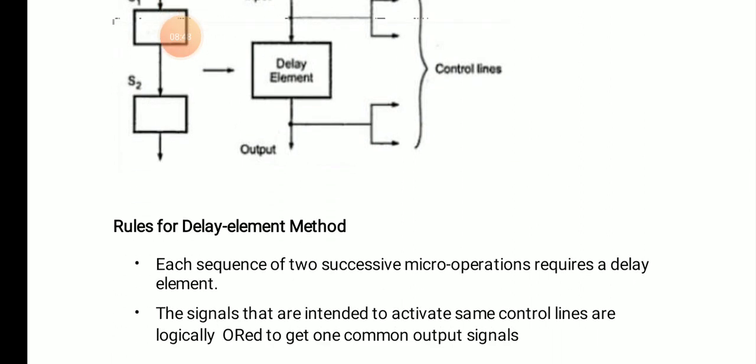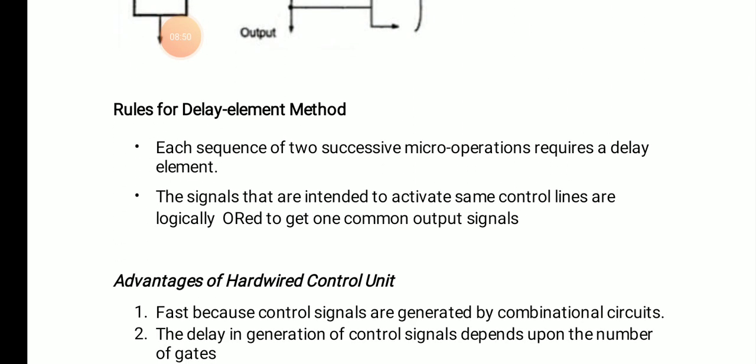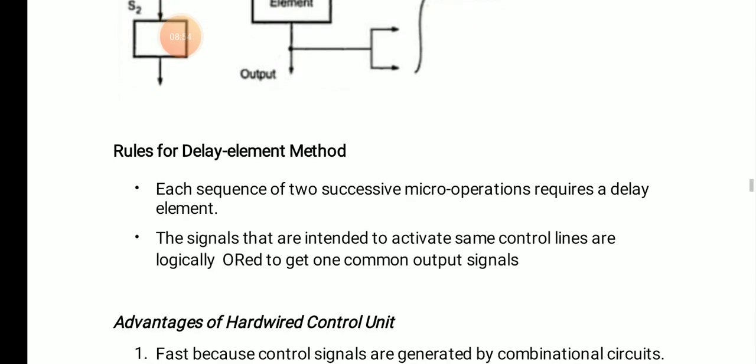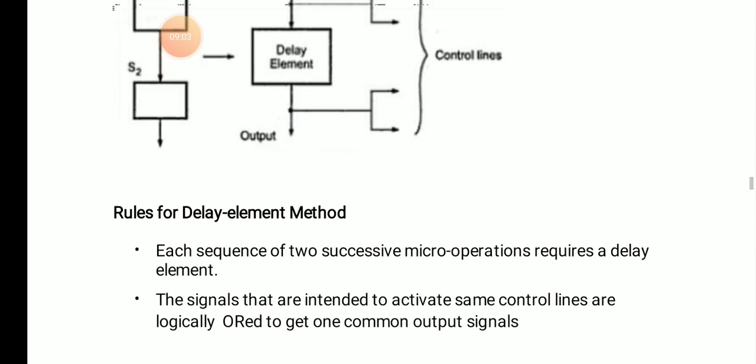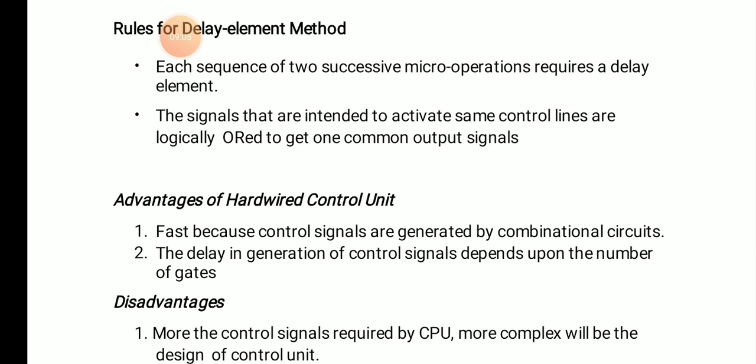Rules for the delay element method. Each sequence of two successive micro operations requires a delay element. The signals that are intended to activate the same control lines are logically ORed to get one common output signal. We have to use the common output signal.